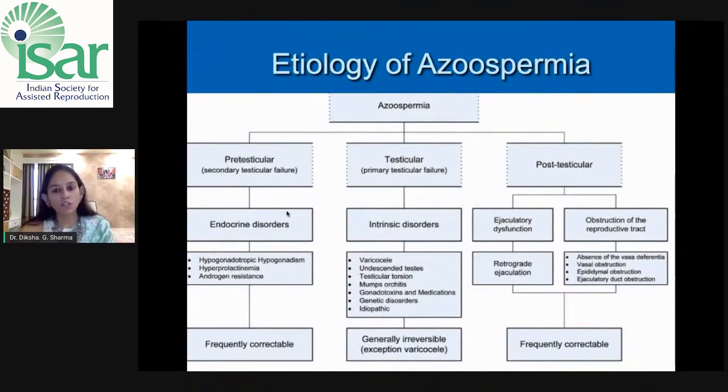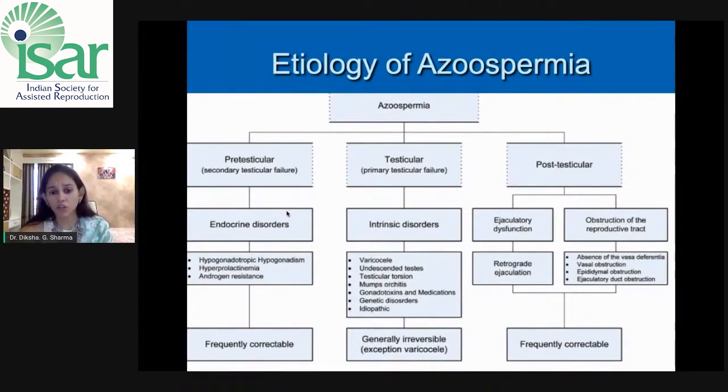When we talk about the etiology of azoospermia, we can also classify it as pre-testicular, testicular, and post-testicular causes. Pre-testicular causes are mainly the endocrine causes. These include hypogonadotrophic hypogonadism, hyperprolactinemia, and androgen resistance. There, the defect is mainly prior to the testis, that is, at the level of the hypothalamic pituitary axis, and frequently these disorders might be correctable.